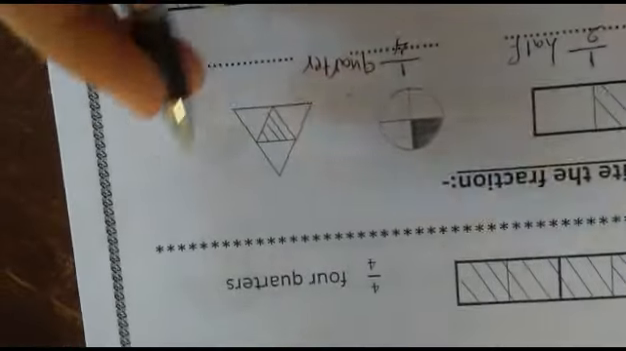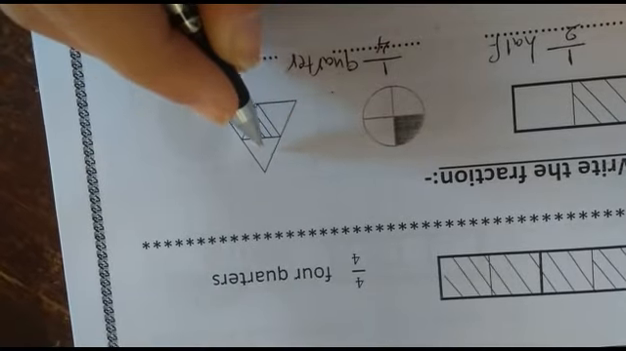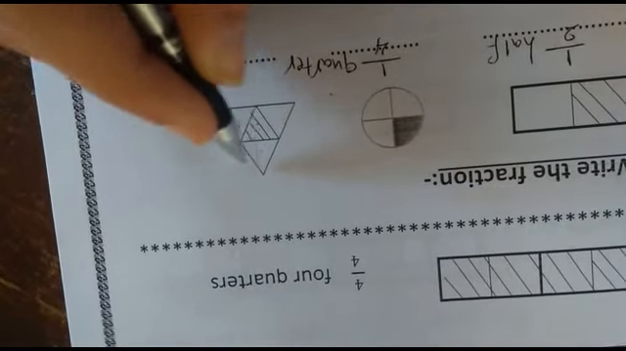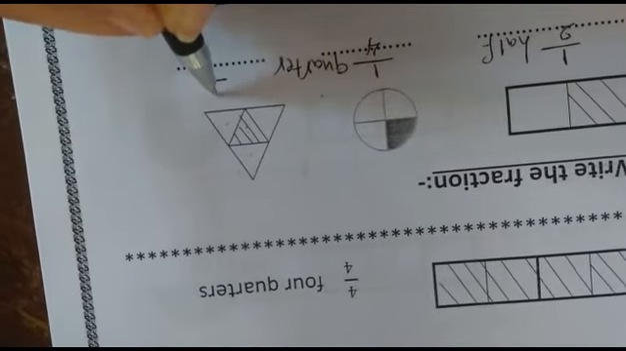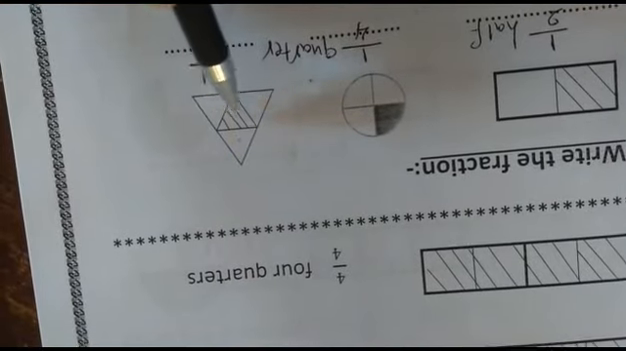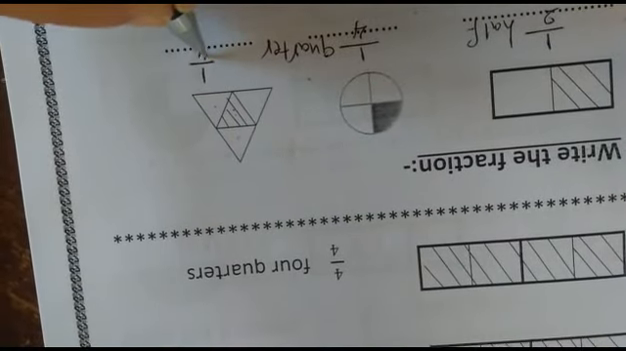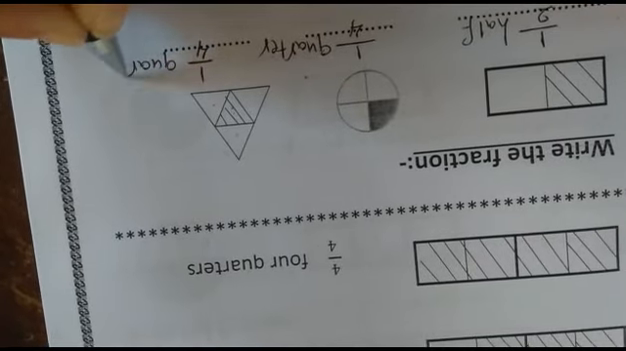Here, junior 1, I will write the fraction line. How many colored? 1 part. This is what? 1, 2, 3, 4. 4 equal parts. But here, how many colored parts? 1. I will write 1 up. And the all parts, what? 1, 2, 3, 4. I will write 4 down. This is called what? Quarter.